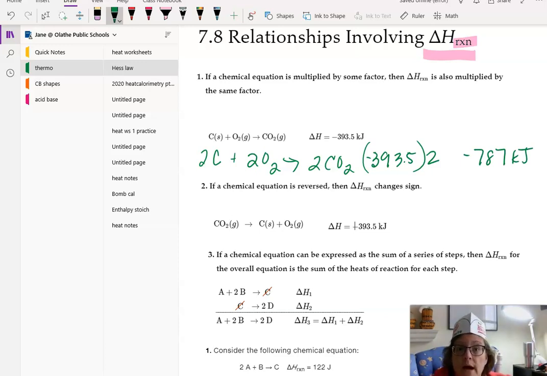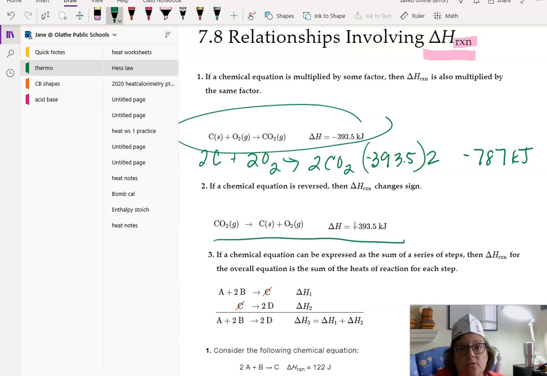If we reverse a reaction, well, if a reaction is giving off energy and we reverse it, it's going to take in energy. So we change the sign. If you compare this guy, this is the same reaction we have up here, but it's reversed. See, there's the carbon dioxide, there's the oxygens, there's the carbon, and now we have a plus sign for our enthalpy. So if we multiply a reaction, we multiply the enthalpy. If we reverse a reaction, we change the sign on the enthalpy.